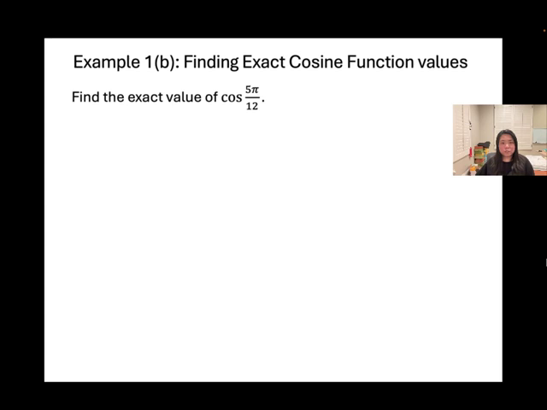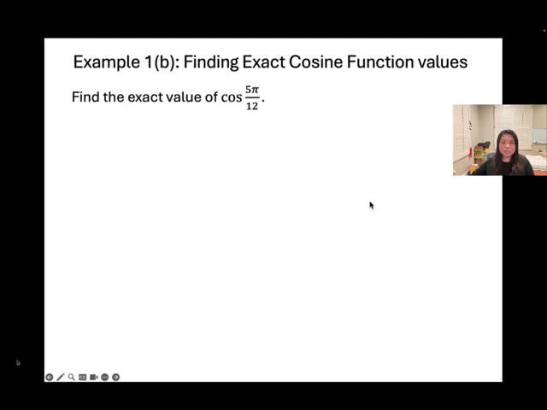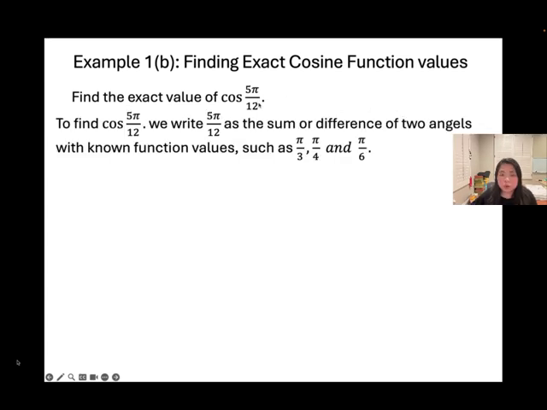Now find the exact value of cosine 5 pi over 12. When they give the degrees, you're going to use the degrees. But when they give the radians, you have to use the radians. So for 5 pi over 12, you're going to use pi over 3, which is 60 degrees, pi over 4, which is 45 degrees, and pi over 6, which is 30 degrees. Try to add or subtract to see if you can get 5 pi over 12.